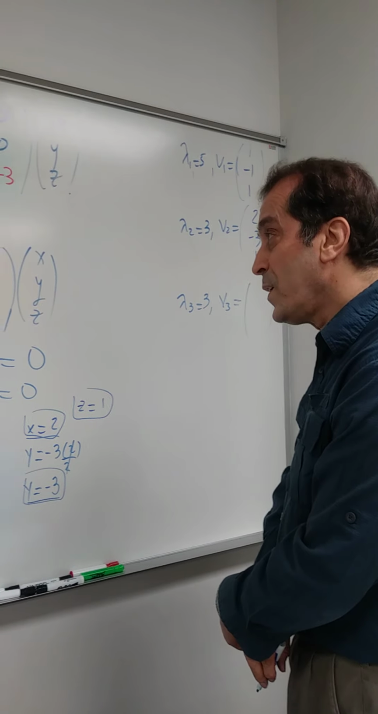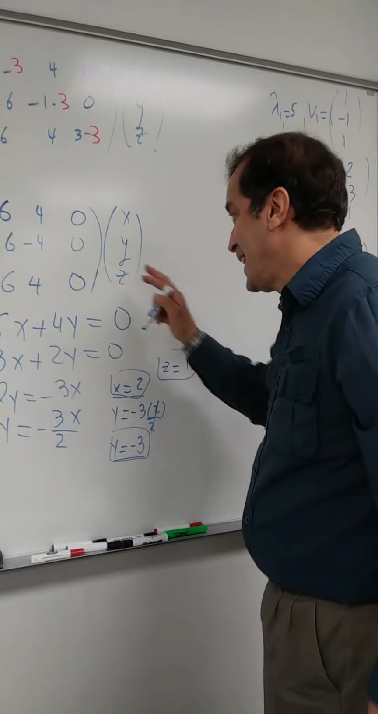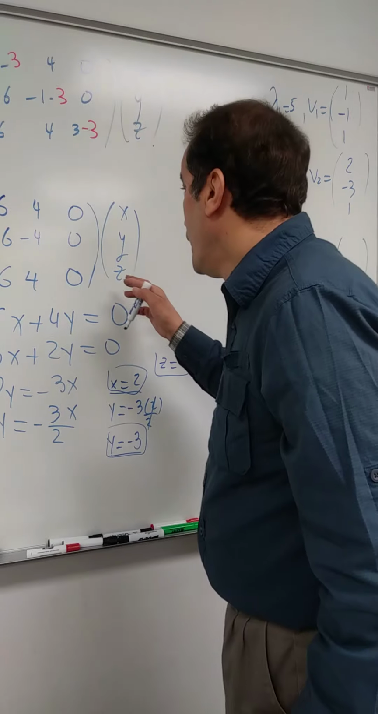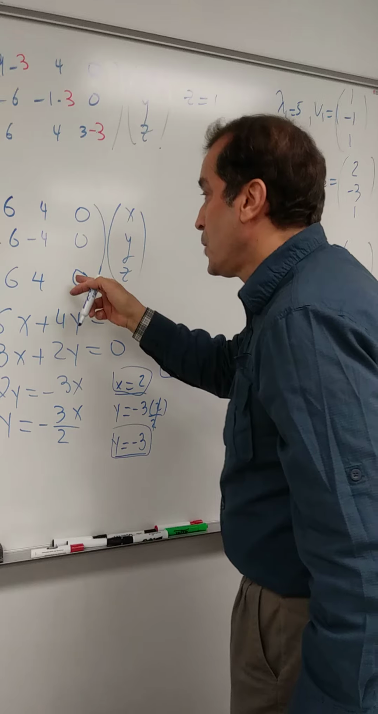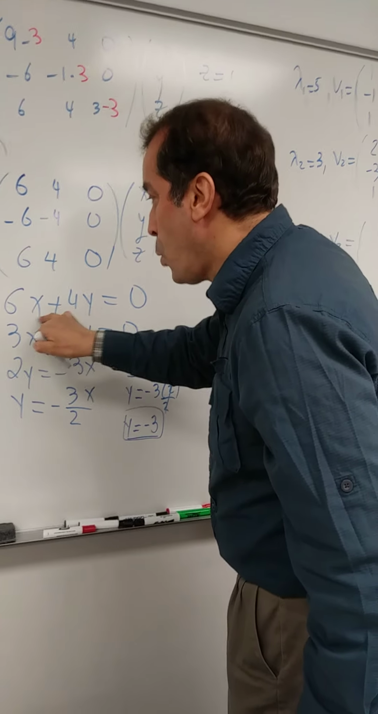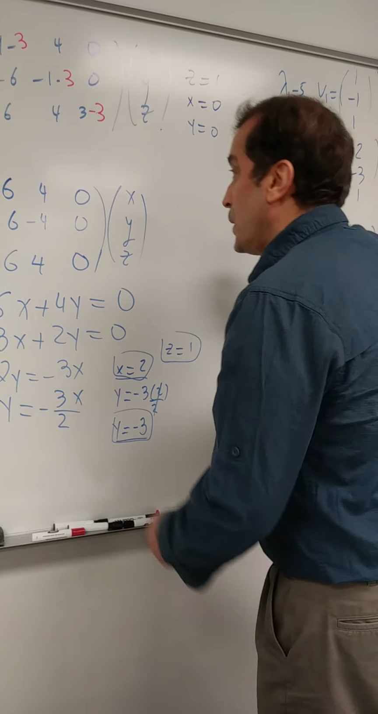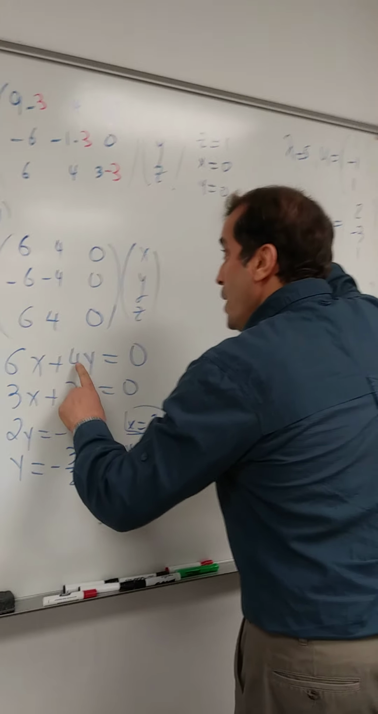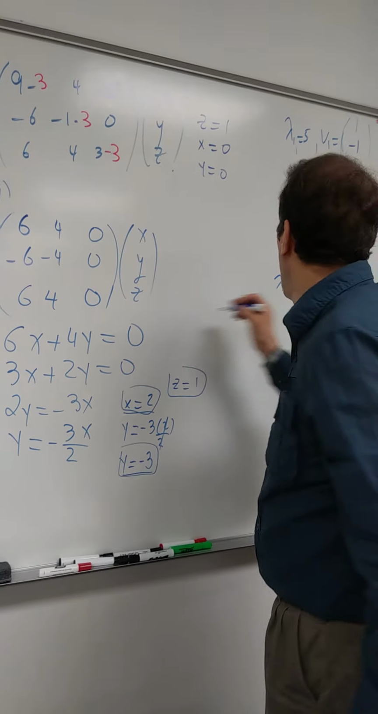For the third eigenvector, I'm not even going to bother with x and y. I'll pick a number for z. For example, I can pick z equals 1. And 1 times 0 is still 0. But this time, to make this equation work, I'm going to pick both x and y to be 0. Z equals 1, x equals 0, y equals 0. So let's see. 6 times 0 plus 4 times 0 is still 0. Plus 0 times z, which is 1, is still 0. So I'm picking 0, 0, 1 for this vector.